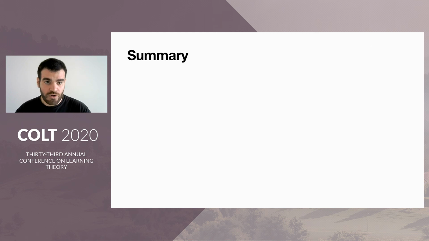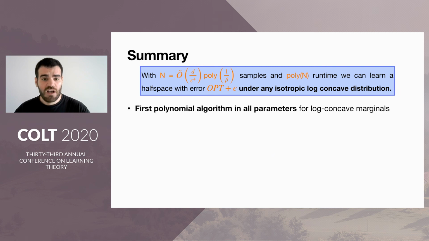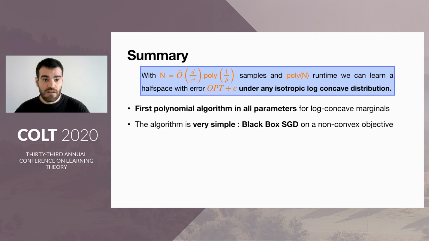So I would like now to conclude with a summary of the results. So in this work, we give the first polynomial time algorithm for log-concave marginals. And perhaps more importantly, we give an algorithm that is very simple. So we saw that black box stochastic gradient descent on a non-convex objective works.